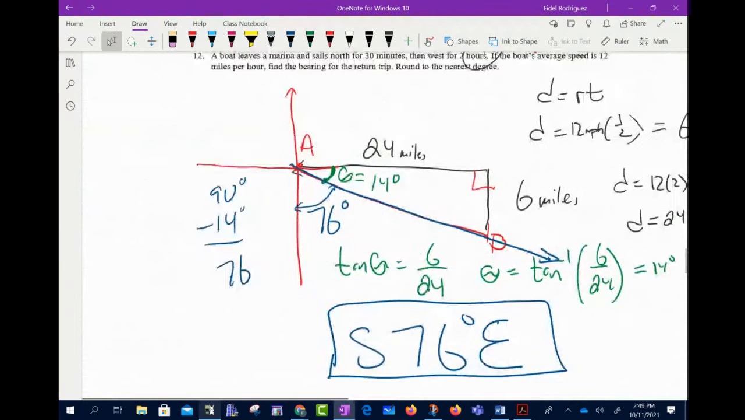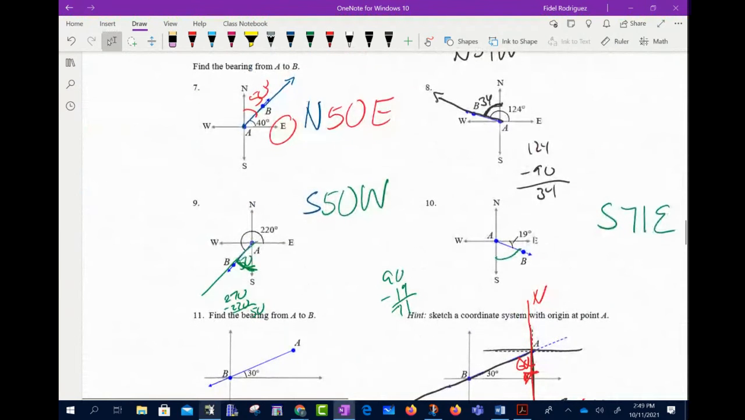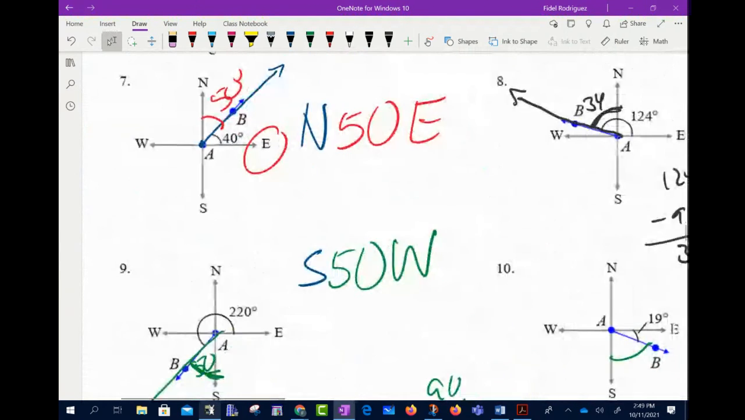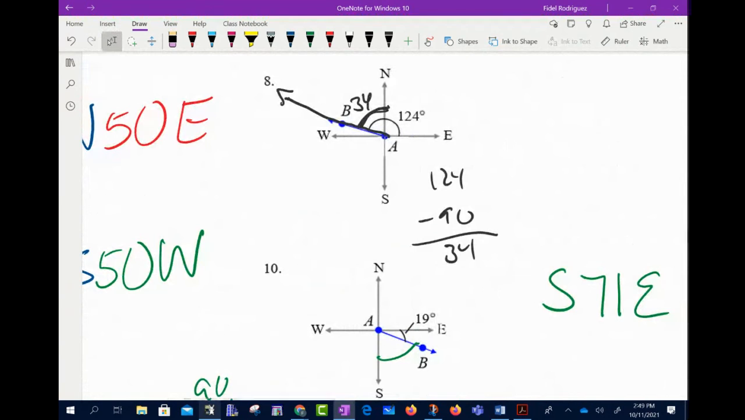Oh, you're talking about these here? Okay, so the first one, number 7. Remember, I'm always trying to figure it out from the north-south line, right? So the angle that I'm trying to find is this one right here. Think about it this way. We already know that this angle is 124. Couldn't we find this little angle right here? How would I find that one?